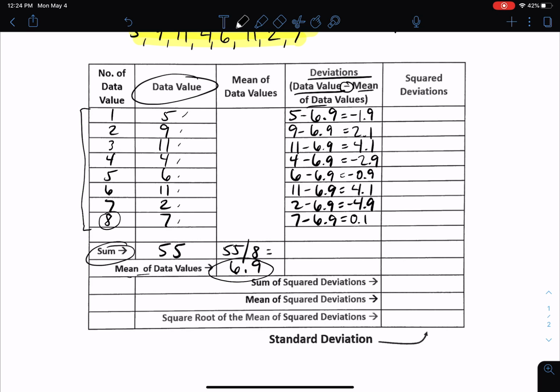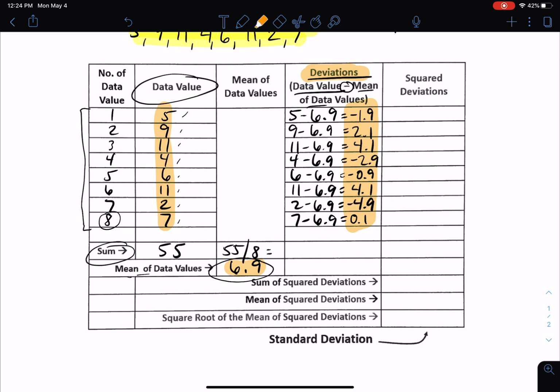Okay, so these are what we call deviations. Deviations are how far were each of these numbers away from the mean here. How far were they off? Some were higher, some were lower. The ones that were higher are positive. The ones that are lower are negative. So all of these numbers are what we call deviations.